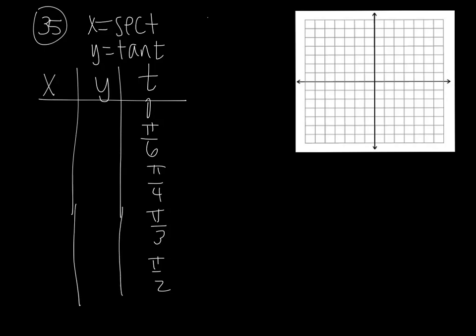Just remember secant of t will be 1 over cosine of t. So that's just the reciprocal of the cosine. The points will get interesting here, as you'll see. So, just going to fill this out real quick.